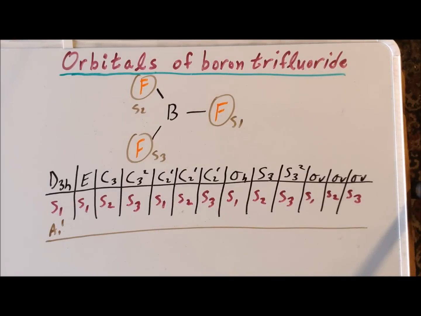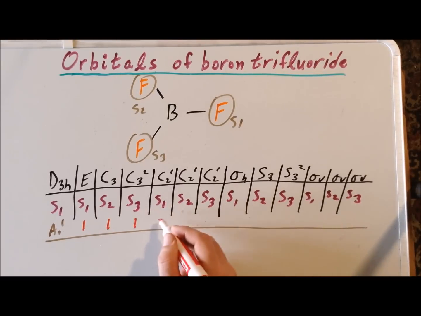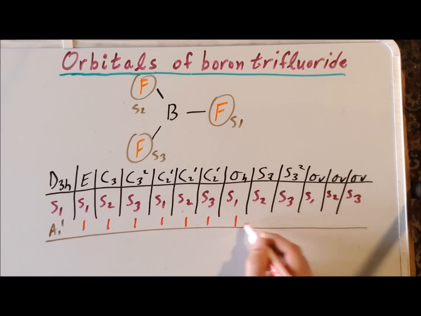So now, in the next line of our table, we're going to write down the relevant characters from the character table for D3H for the irreducible representation A1 prime. The reason why we did that is we found that when we reduced the reducible representation, we found that it had one A1 prime and one E prime. So first we're going to do the A1 prime, and we write down the characters from the character table, which are all, very conveniently, equal to 1.